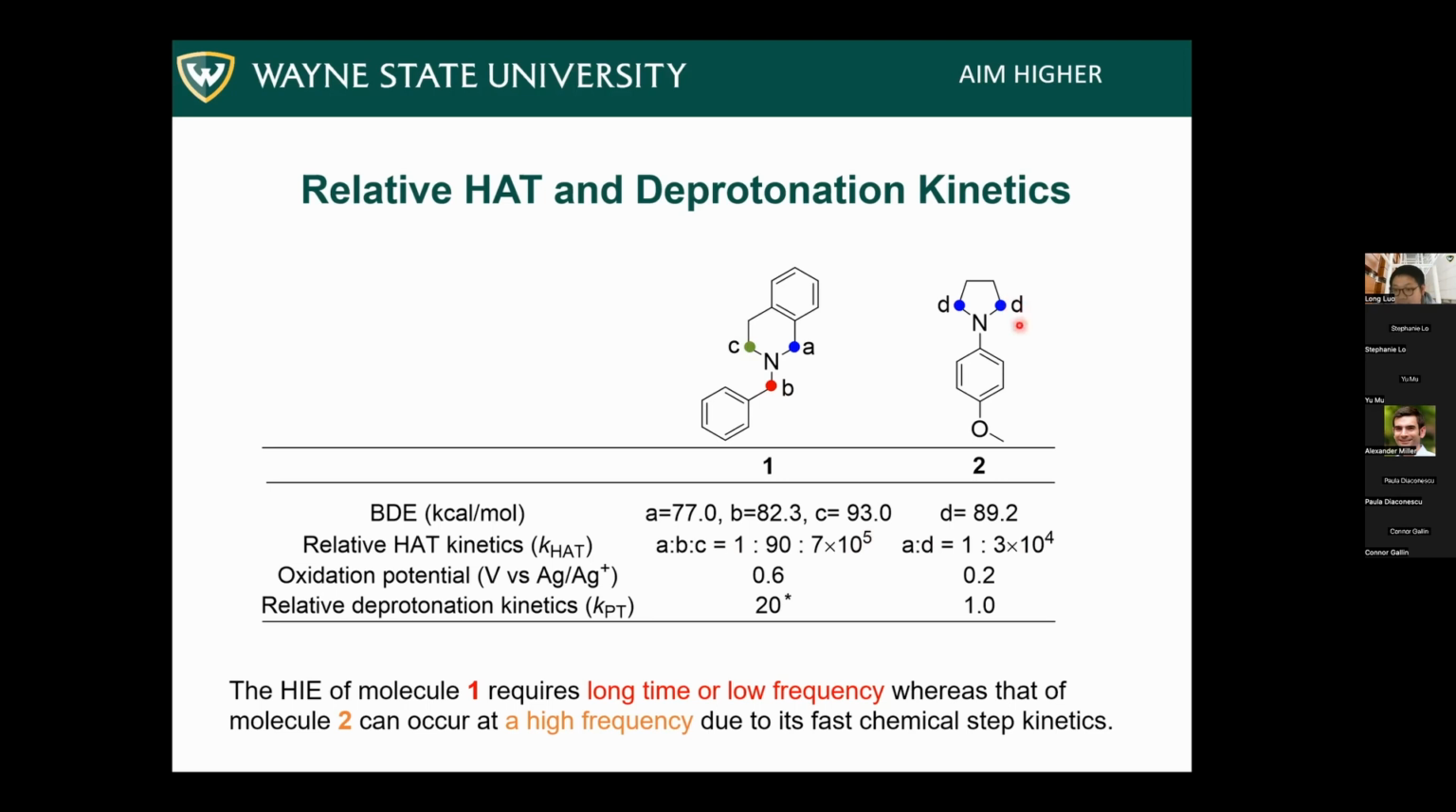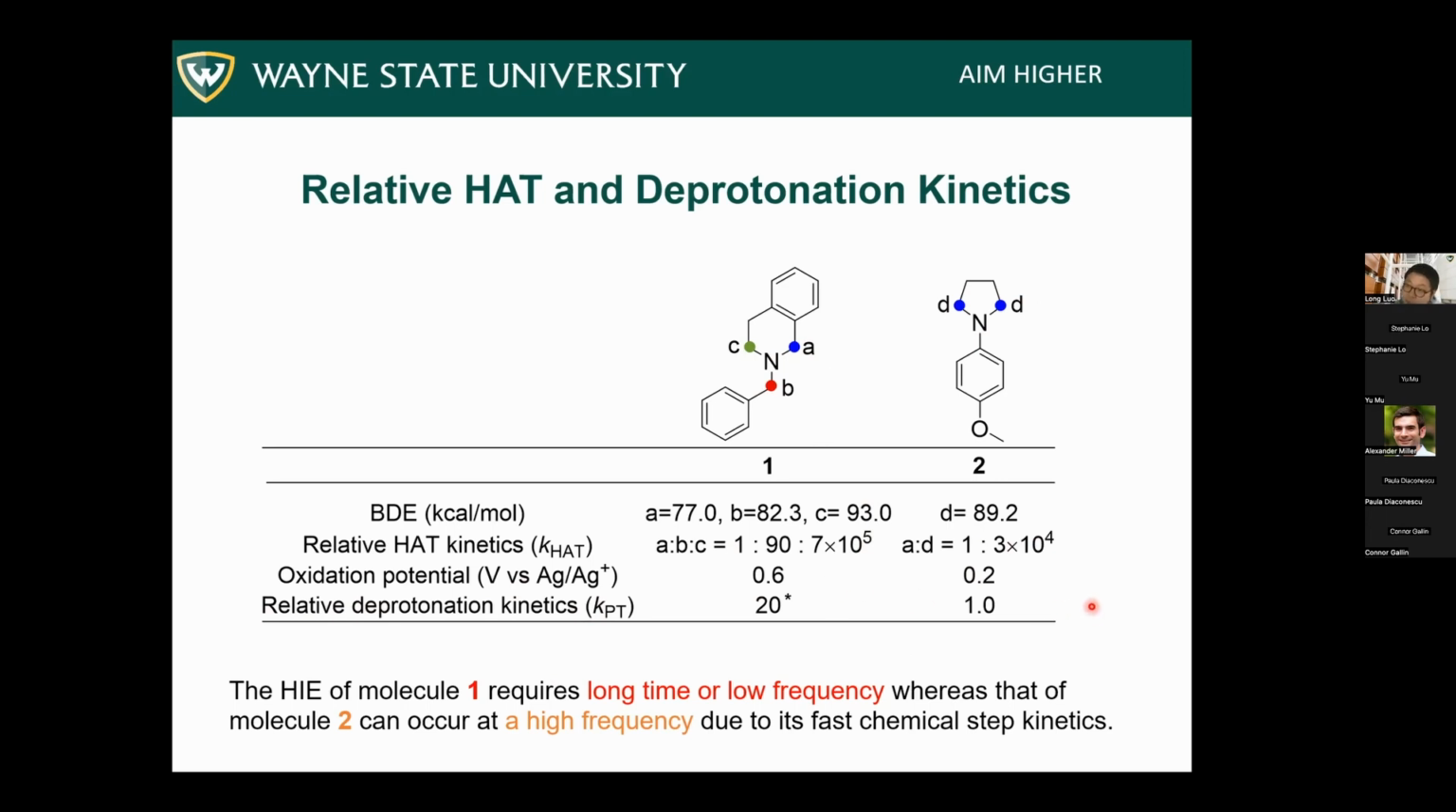And the same case here. If we compare A and D, they are like 30,000 times different. So the hydrogen atom transfer at these sites is much faster. And then also we estimate deprotonation kinetics. If we have a cation radical here, and we want to deprotonate the A site versus the D site, the rate is about 20 to 1.